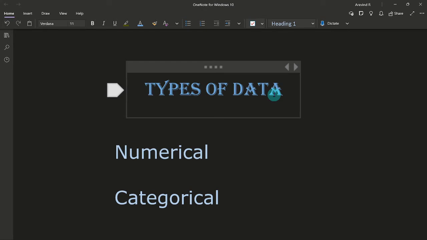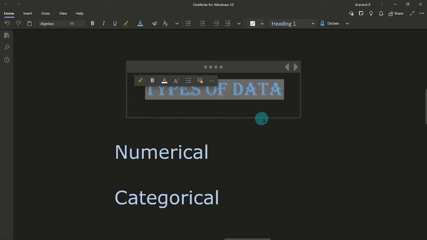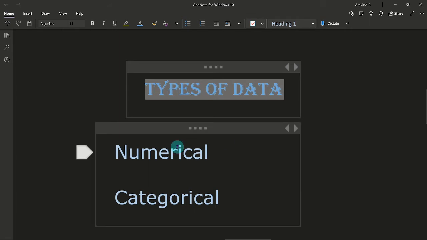So you may get a brief introduction about data, as well as why we are using statistics, specifically for deep learning and machine learning. Today we will go through the types of data we have. These are the types of data: we have numerical data as well as categorical data.